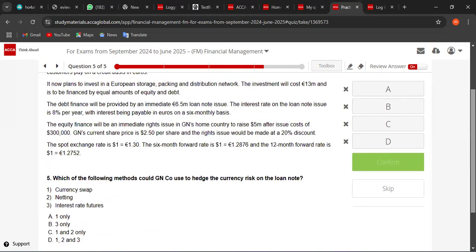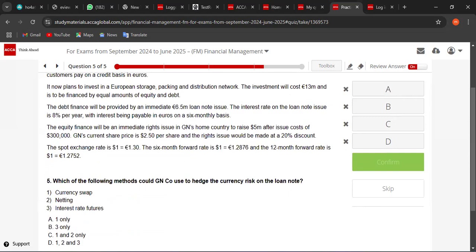Now, the examiner is asking which of the following methods could GN use to hedge currency risk on the loan notes? Currency swaps. Yes, currency swaps can be used. Netting and interest rate futures. You have to hedge the currency risk, so interest rate futures are not applicable. Interest rate futures are for interest rate management. So C, 1 and 2, is correct.